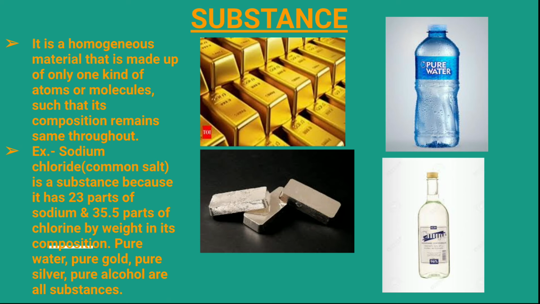See from the picture, the first one is gold, which is pure. Its composition is homogeneous, and therefore it's a substance. Then the second picture is silver, which is also pure silver. Then the third picture is pure water, and the fourth one is pure alcohol.